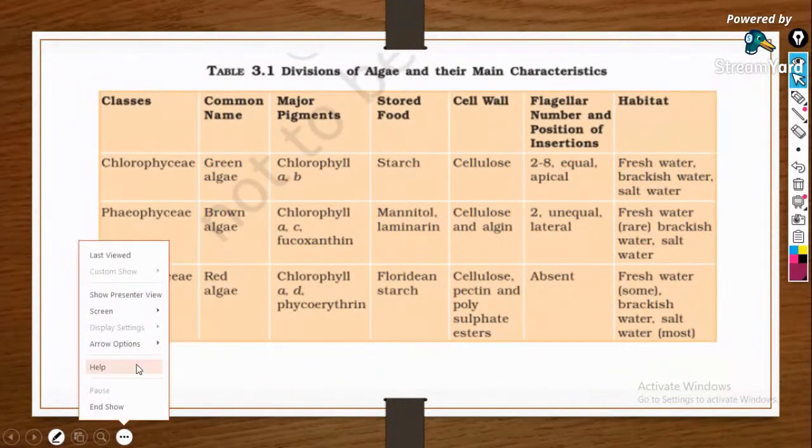Now I'm stopping the class. Before that, I will say something extra. In the next class, we will continue with bryophytes.